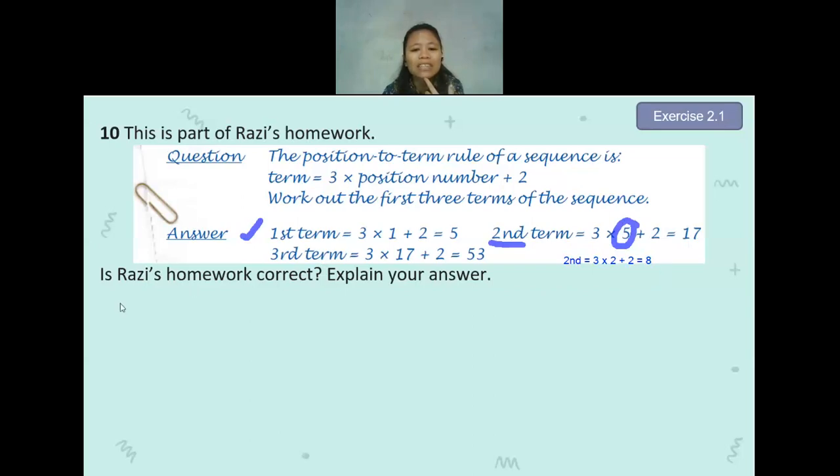Is it correct for the third term? Nope, it's wrong. So how many is it supposed to be for the third term? 11. Yeah, 3 times 3 plus 2, which equals 11. Okay, so is Raji's homework correct? No, Raji's homework is not correct. Is there anyone having questions so far?